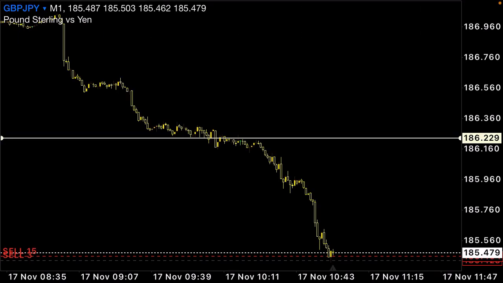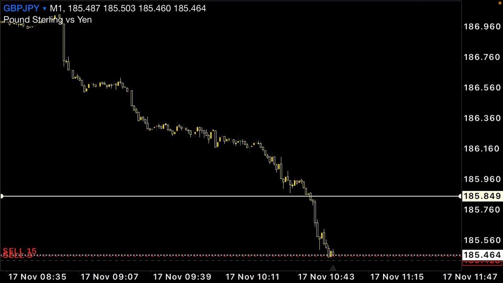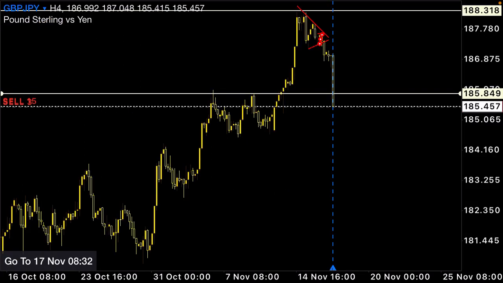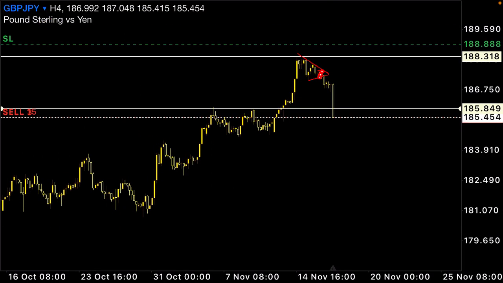Oops. Go to the charts and put it on the 4 hour to see where the stop losses are at. So there they are, way up there at the top. That's like 200-300 pips way up the top up there.